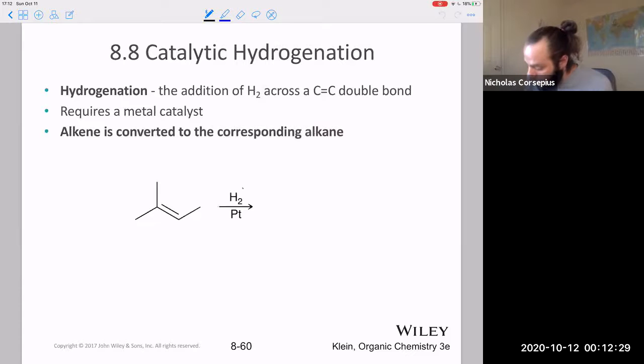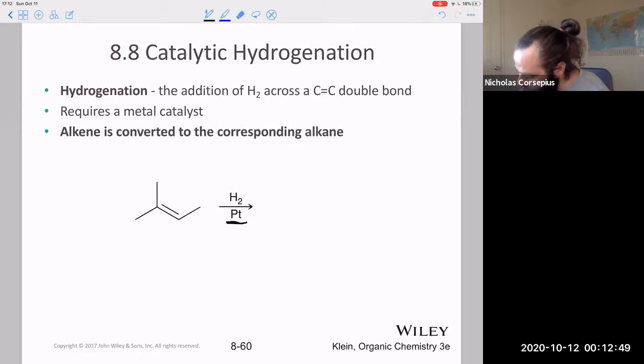This actually uses hydrogen gas. Those are the source of those two hydrogens. And it's called catalytic hydrogenation because they require a catalyst. In this case, they're using metal catalysts. So it's like a surface catalyst. We'll see a few different ones: platinum, palladium, nickel are the three most common ones.